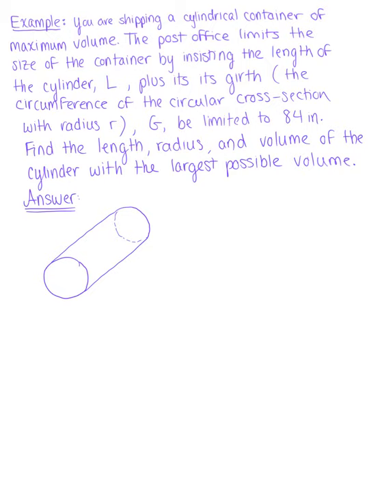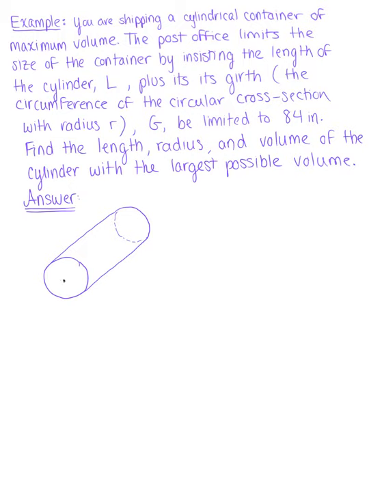You are shipping a cylindrical container of maximum volume. The post office limits the size of the container by insisting that the length of the cylinder L plus its girth, the circumference of this circular cross section with radius R, so the girth is represented by G, be limited to 84 inches. And we're asked here to find the length, radius, and volume of the cylinder with the largest possible volume. So here is a picture of our cylindrical container here.